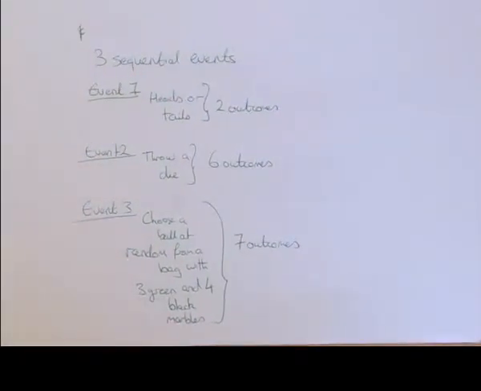3 sequential events. Event 1. A coin is thrown, so we can get a heads or a tails, which is 2 possible outcomes. Event 2, we throw a die. We can get the numbers 1 to 6, so that's 6 possible outcomes. Event 3, we choose a ball at random from a bag which contains 3 green and 4 black marbles. So there are 7 possible outcomes we have there, any of the green marbles or any of the black marbles.